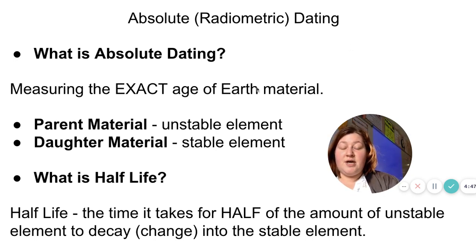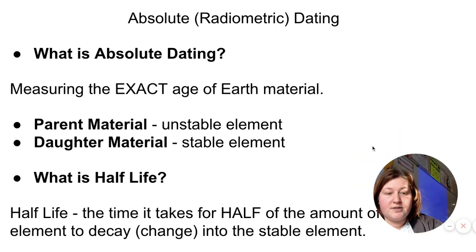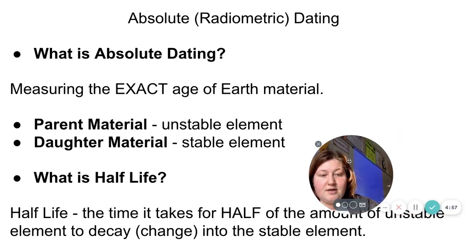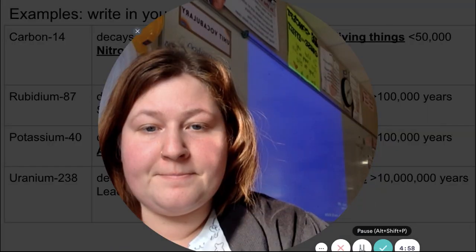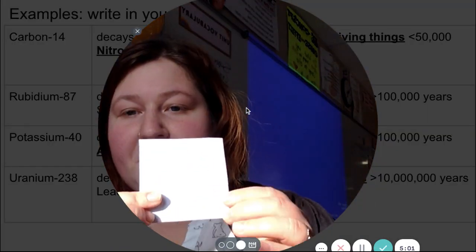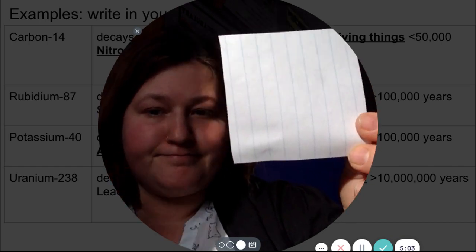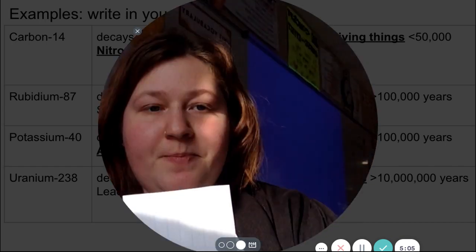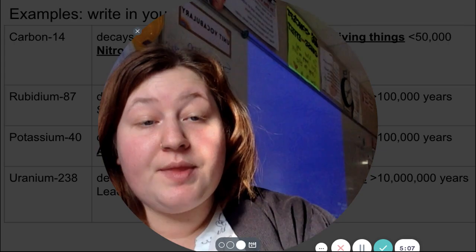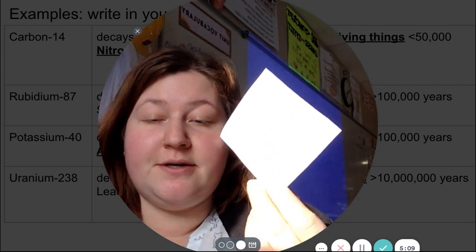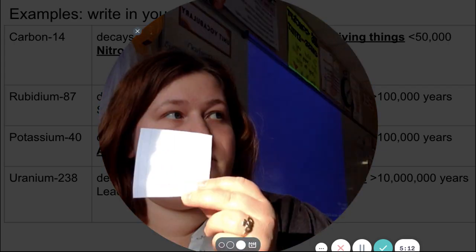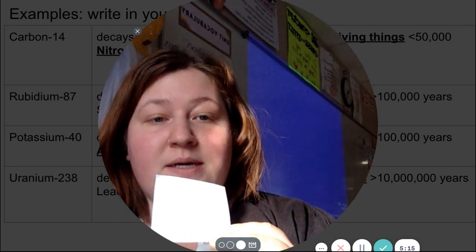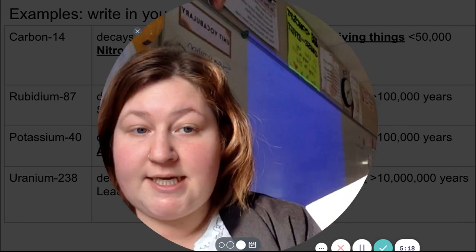So I'm going to do a demonstration with some paper and scissors. Just let me make my camera a little bit bigger so you can see what I'm doing. Okay, so I have my paper here. This is just an 8 centimeter by 8 centimeter paper. And I can think of this paper as the parent material or that parent element of a rock or fossil. For this example, I'm just going to say that this is carbon-14.